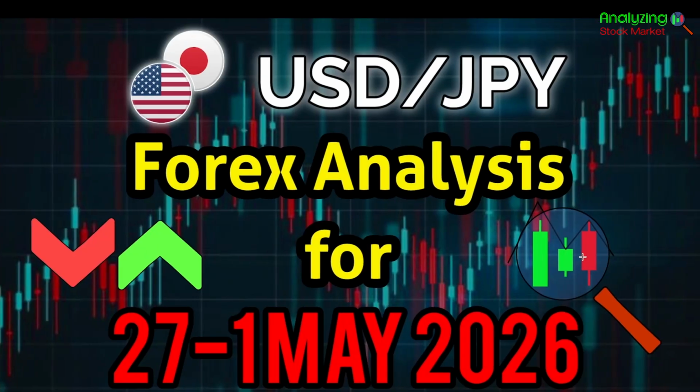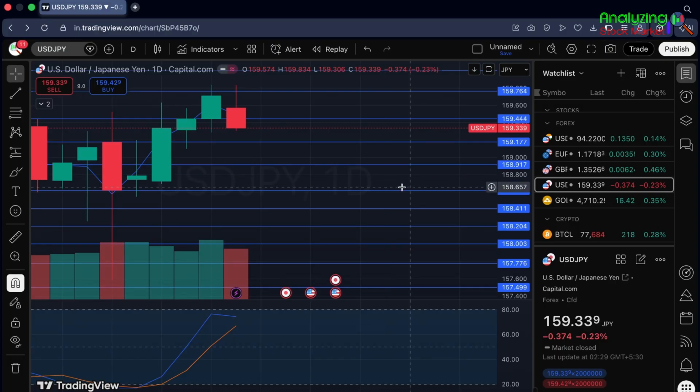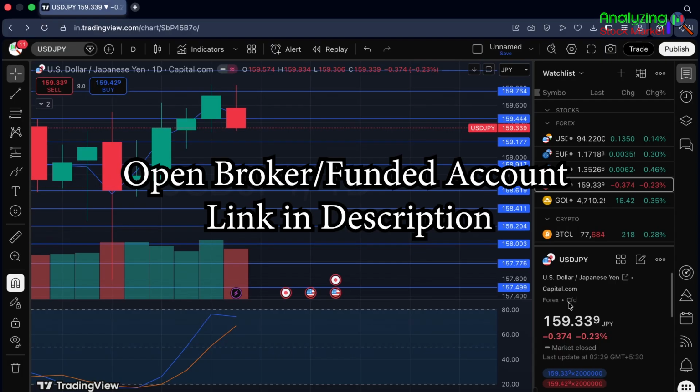So today we'll be talking about the USD JPY pair and we'll do the Forex analysis for 27th April to 1st May 2026. So let's go straight to our chart. So here the USD JPY chart is open. So first let's see what happened in USD JPY on Friday. As you can see, a 0.23% negative move, and 159.339 was the closing on Friday.